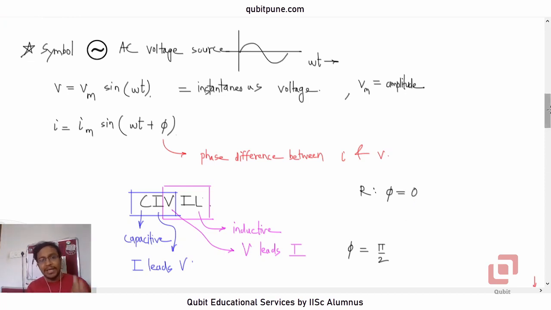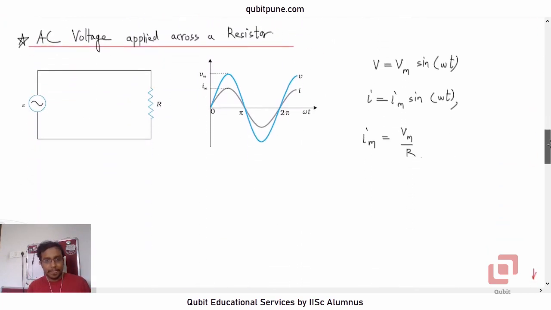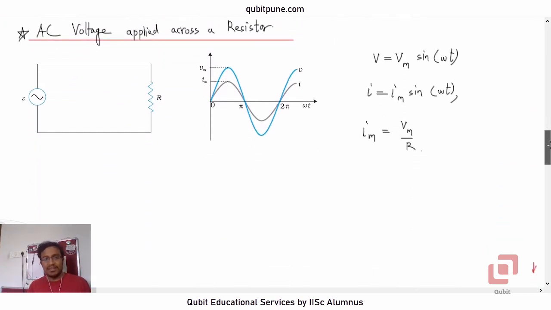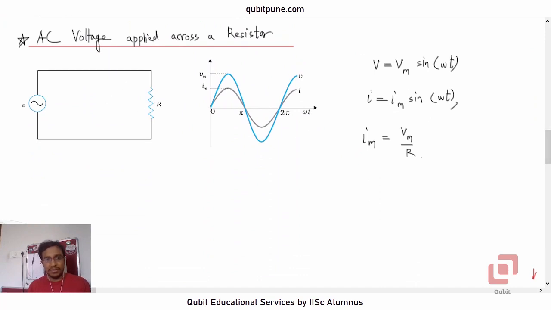So we will now quickly revise purely resistive, purely inductive, and purely capacitive circuits, and we will also focus on the phasor diagrams and the average power spent in one cycle of the alternating voltage. Okay, the first and the simplest case: AC voltage applied across a resistor.